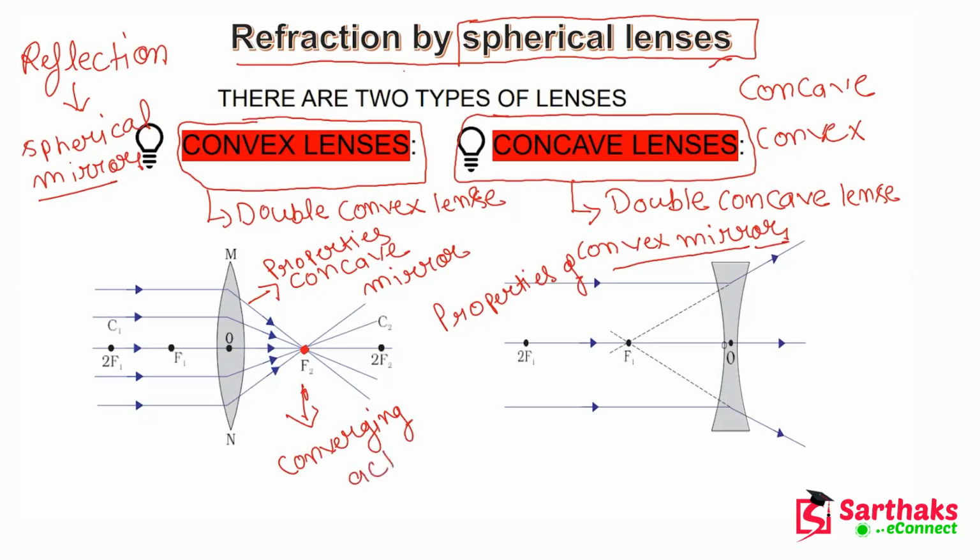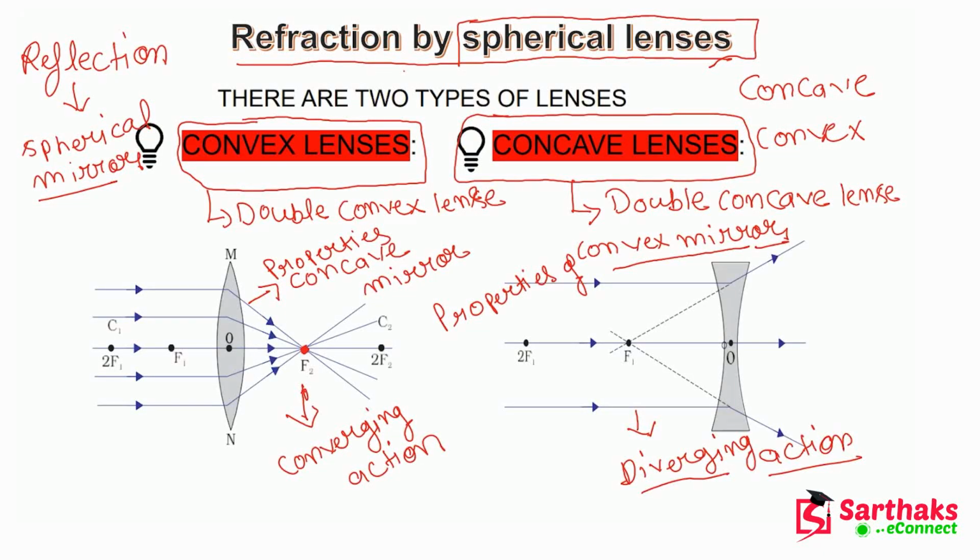Converging action. But in this case, you can see the light is getting diverged. The light is being diverged like this. So here, the diverging action is being performed. Diverging action. Okay guys, I hope here you got my point. This is converging action and this is diverging action.